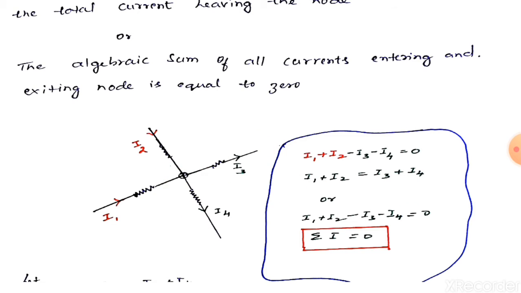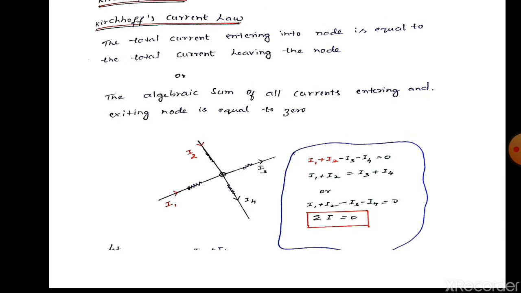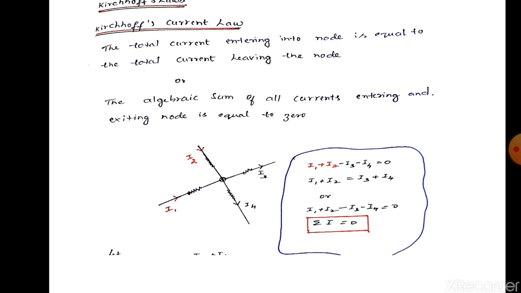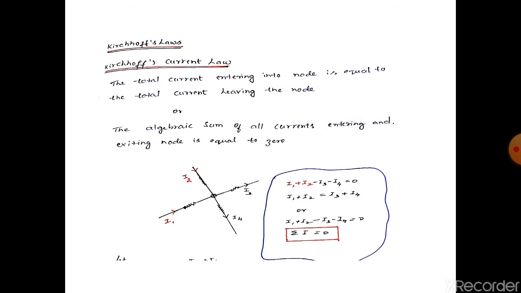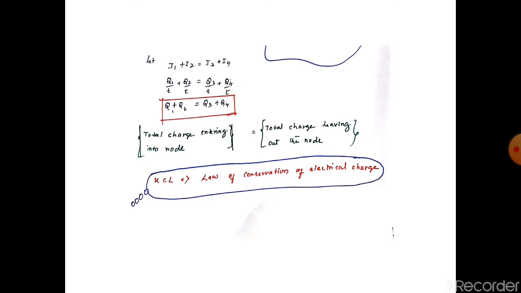I3 plus I4 is the current leaving from the node, or exiting the node. Or I1 plus I2 minus I3 minus I4 is equal to 0. That is, summation of I is equal to 0. That indicates Kirchhoff's current law: the algebraic sum of current at a node is equal to 0. Or you can take it as I1 plus I2 is equal to I3 plus I4.